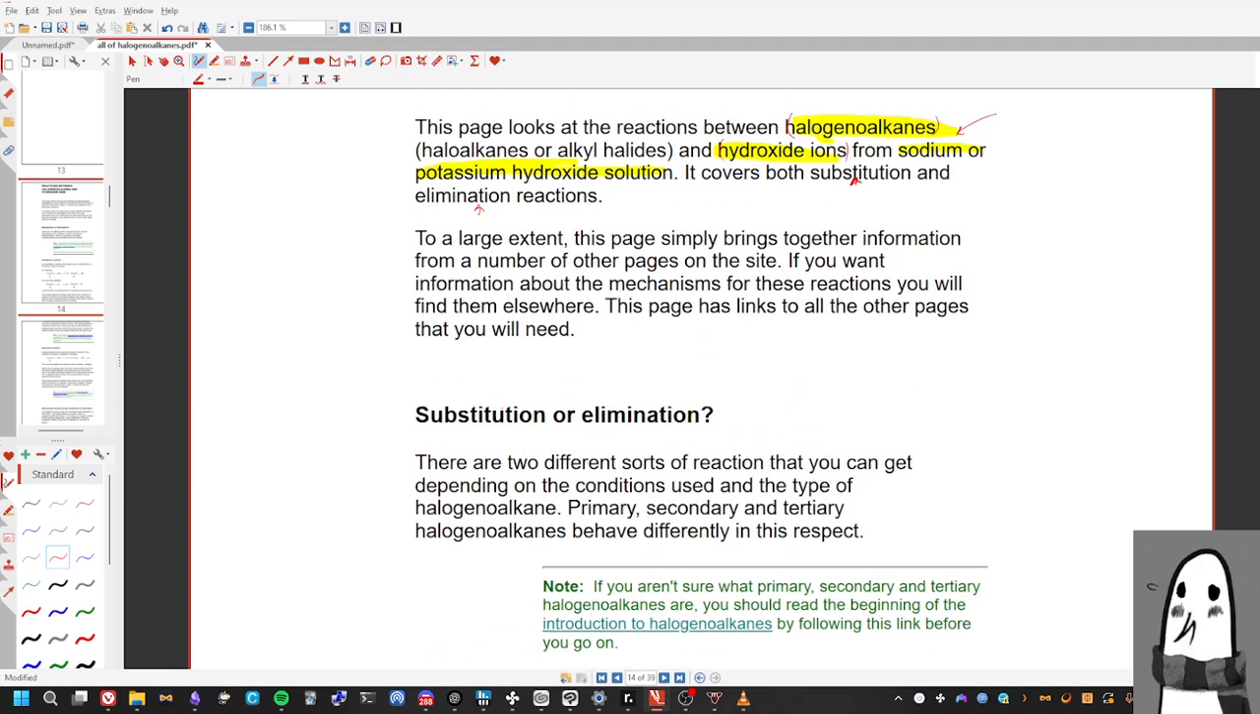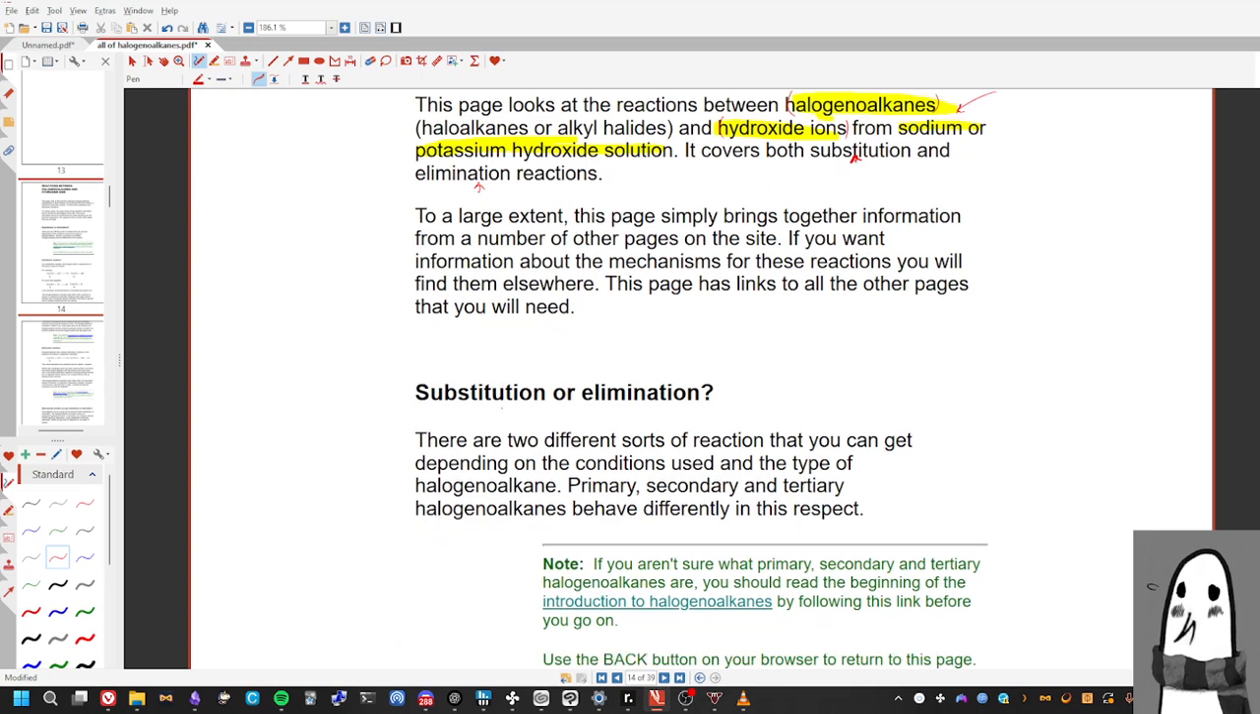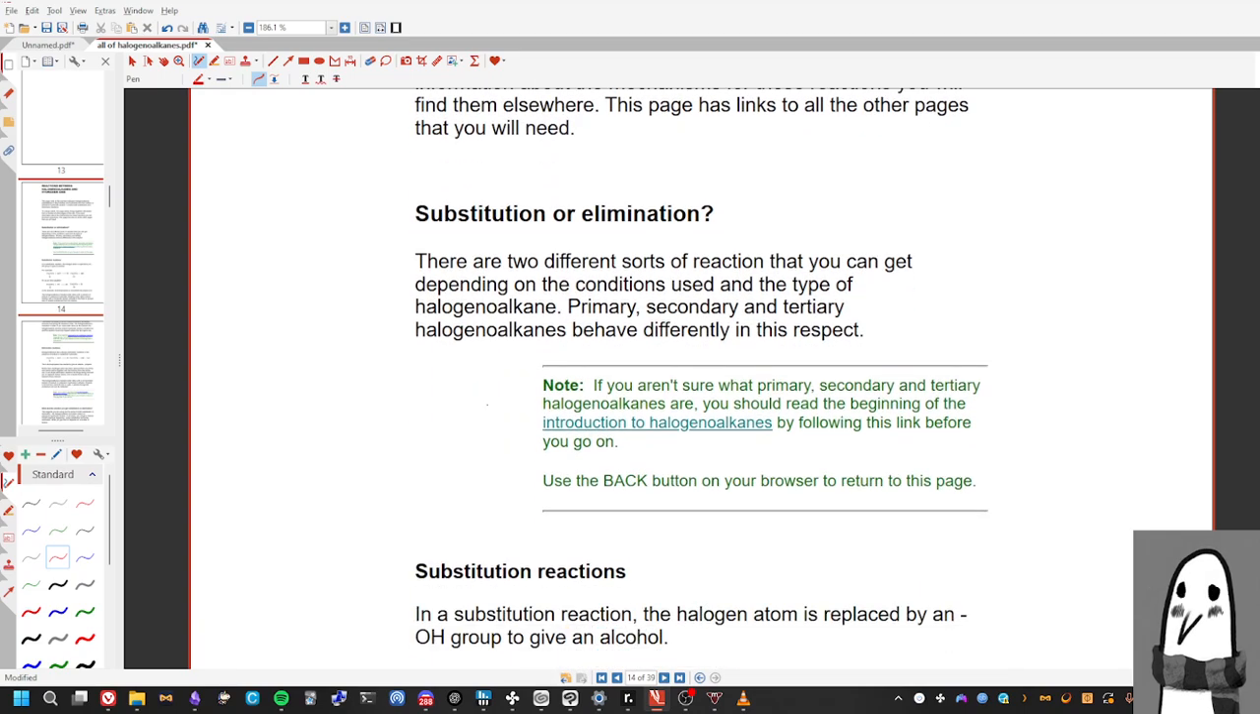This page goes to other pages. To a large extent, this page simply brings together links. If you want information about the mechanisms, you will find them elsewhere. This page has links to all the other pages. Okay, fine. What else? This is making me very sad, so we're gonna have a moment. I'm really sad about this information, so we are not crying.